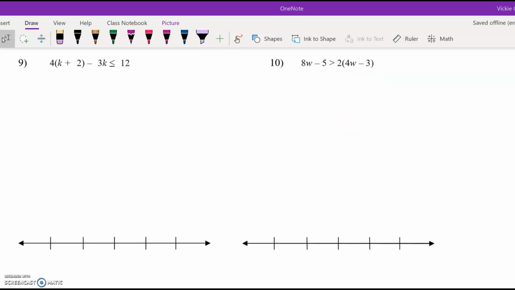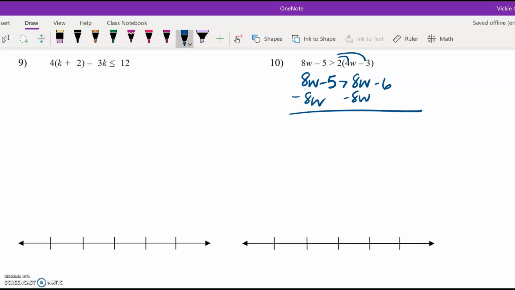So let's go back and start 10 over because I want to actually show you what it's doing. So 2 times 4w is 8w, and 2 times negative 3 is negative 6. 8w does go away, and originally I said that is not true, that negative 5 is greater than negative 6, but it is true. So this is going to be all real numbers, our solutions.